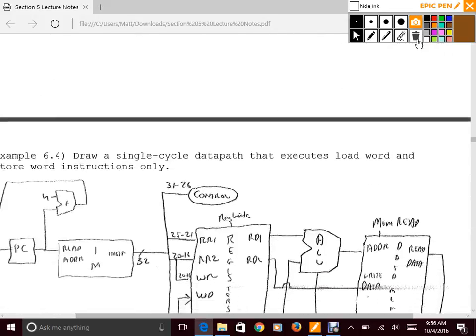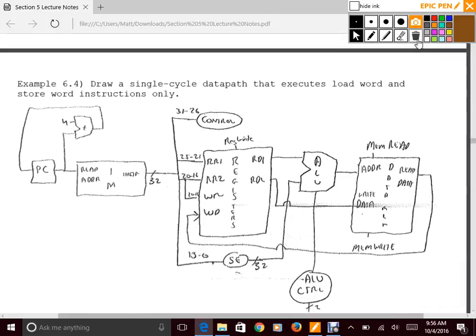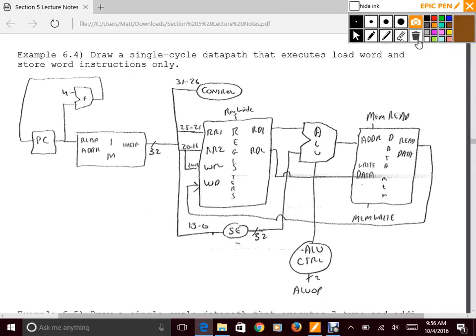All right. So here we have load word and store word. This is where you're going to start seeing some decisions being made. So you do the same thing. You can write out all your registers. You don't need to worry about data memory at the moment. All right, so we're doing load word and store word.